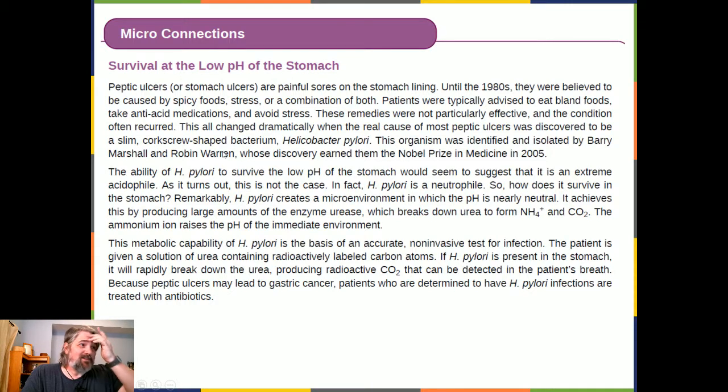Now, Helicobacter pylori: up until the 1980s, we did not identify it as the causative agent of peptic ulcers. The recommendations for treatment were bland foods, antacids, and avoiding stress, and it didn't really work. So Barry Marshall and Robin Warren discovered that it was Helicobacter pylori causing it, and that earned them the Nobel Prize in Medicine in 2005.